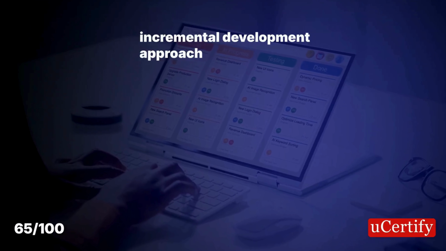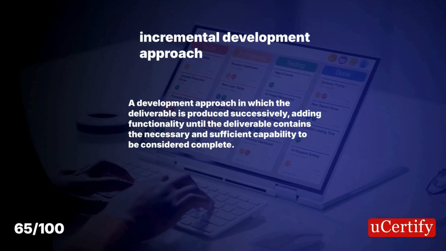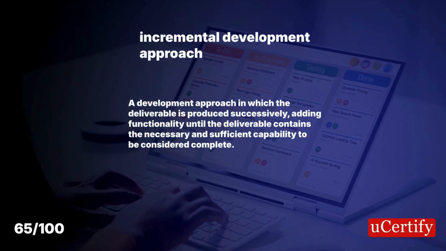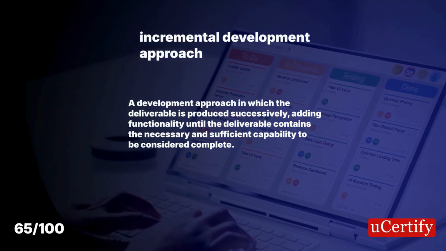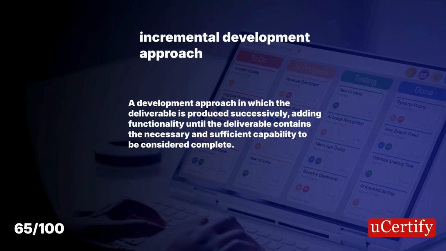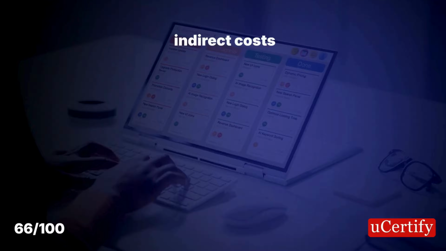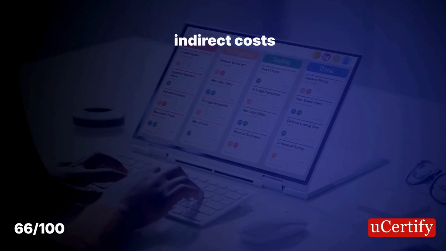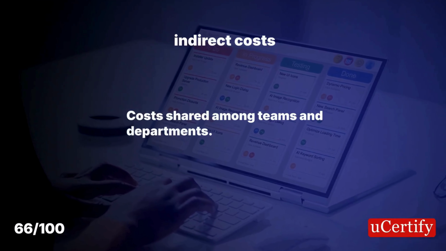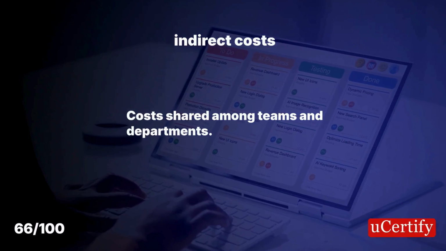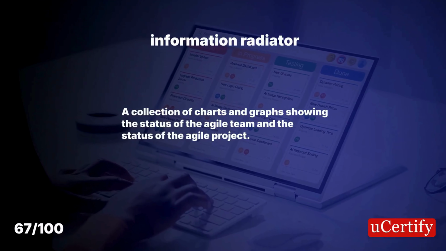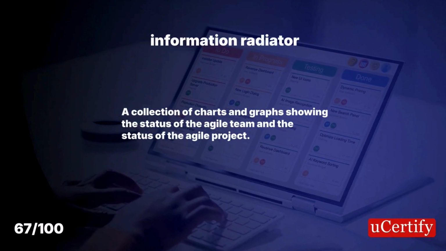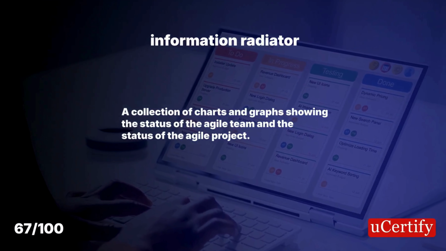Term: incremental development approach. Definition: a development approach in which the deliverable is produced successively, adding functionality until the deliverable contains the necessary and sufficient capability to be considered complete. Term: indirect costs. Definition: costs shared among teams and departments. Term: information radiator. Definition: a collection of charts and graphs showing the status of the Agile team and the status of the Agile project.